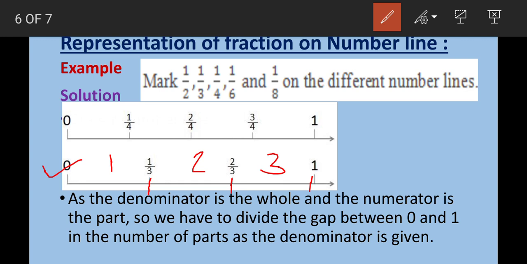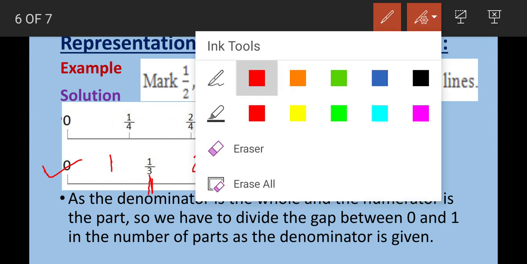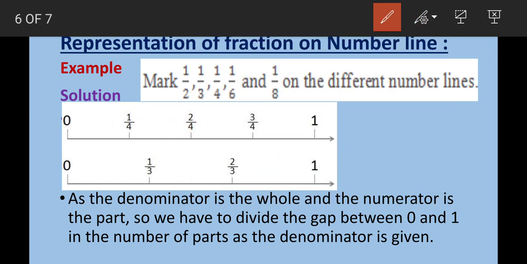Clear? The first cut represents 1 by 3, second cut represents 2 by 3 and third cut represents 3 by 3. Okay, any number divided by the same number is always equal to 1. So 1 always represents whatever number we are dividing with. And now come to the next case.